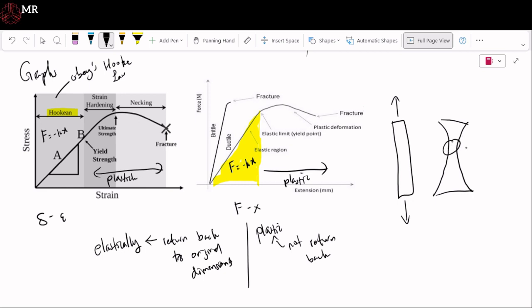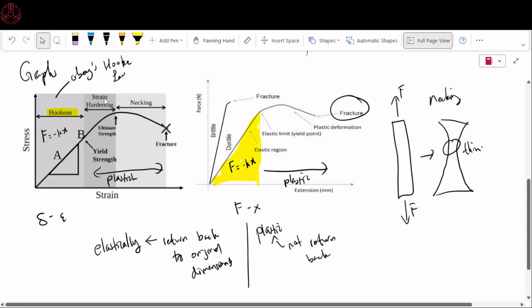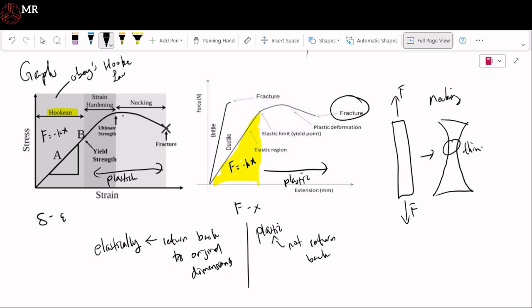It'd be very, very thin in the middle. This process is what we call necking. All right, so necking. And then of course, eventually, if you keep on pulling it, you will end up with a fracture.